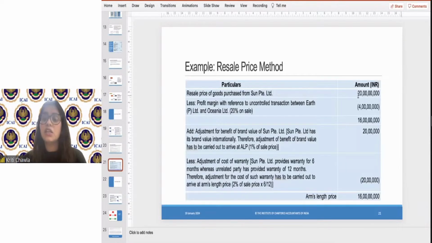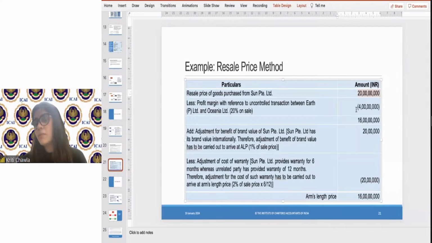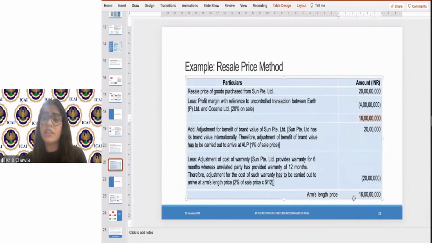So even in this, resale price minus, we're going backwards, minus the margin. That means that this is the price at which independent enterprises were transacting. But you'll get the arm's length price only when you've deducted an arm's length margin, what other people are getting. So this is the reason we get 16 crores here. And then whatever adjustments the question is asking for, you have to make those adjustments and you will get the final arm's length price here.